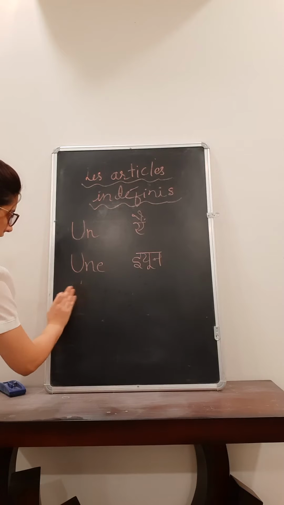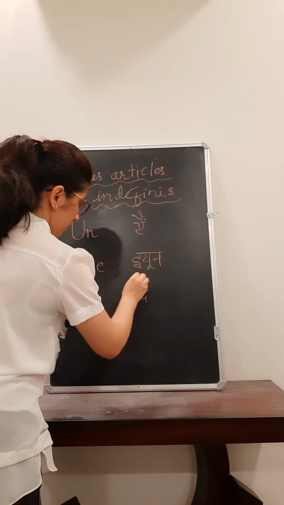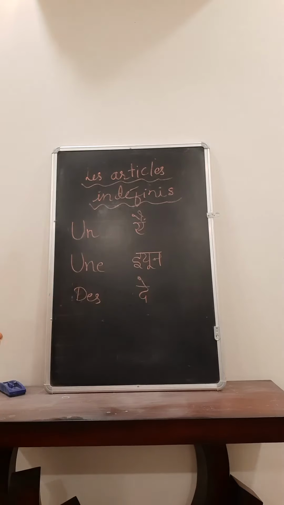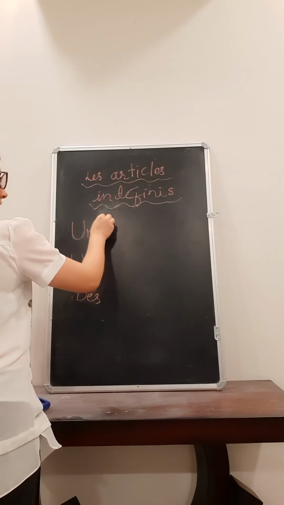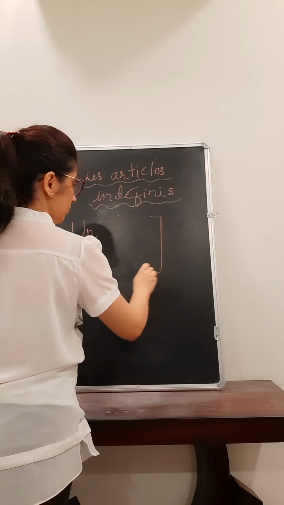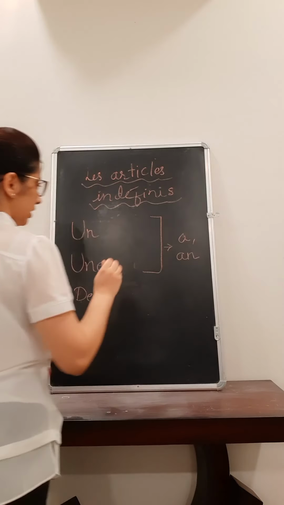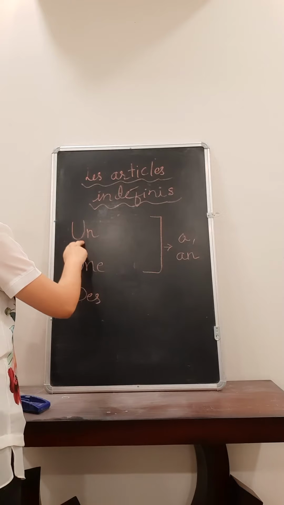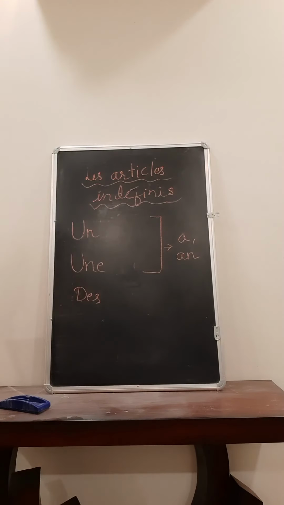Then des, D-E-S. So these are called indefinite articles, or les articles indéfinis. Now how to use it and what is meant by these articles? I hope you have written the transcription. Un et une. They both mean either a or an, right? A can be a and an both.